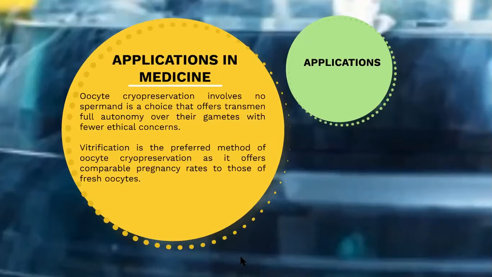Applications in medicine. Oocyte cryopreservation, which involves no sperm, is a choice that offers trans men full autonomy over their gametes with fewer ethical concerns. Vitrification is the preferred method of oocyte cryopreservation as it offers comparable pregnancy rates to those of fresh oocytes.